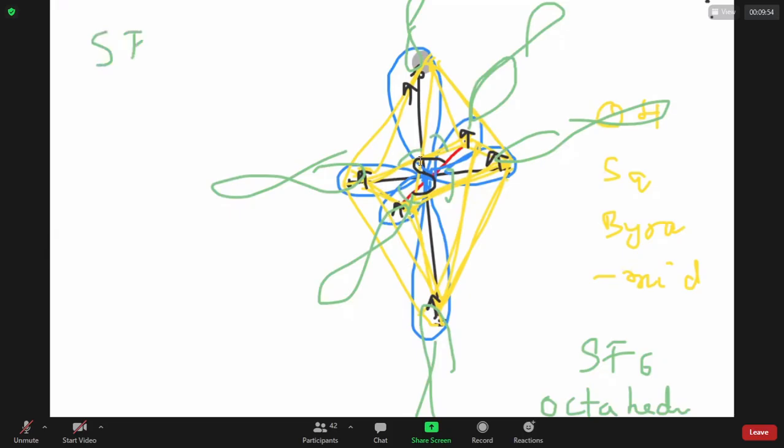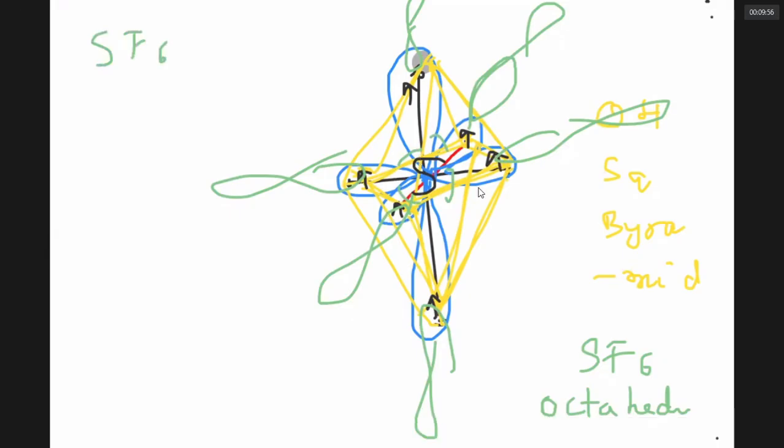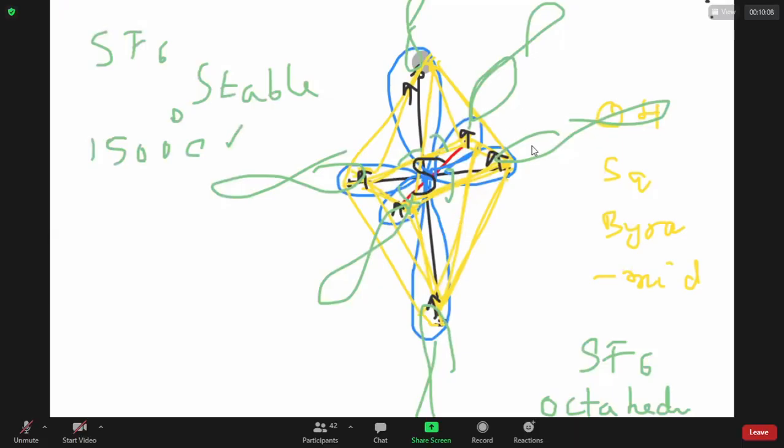SF6 is such a beautiful, symmetric, stable molecule. Even at 1500 degrees centigrade, it will not dissociate. It is stable even at 1500 degrees centigrade.